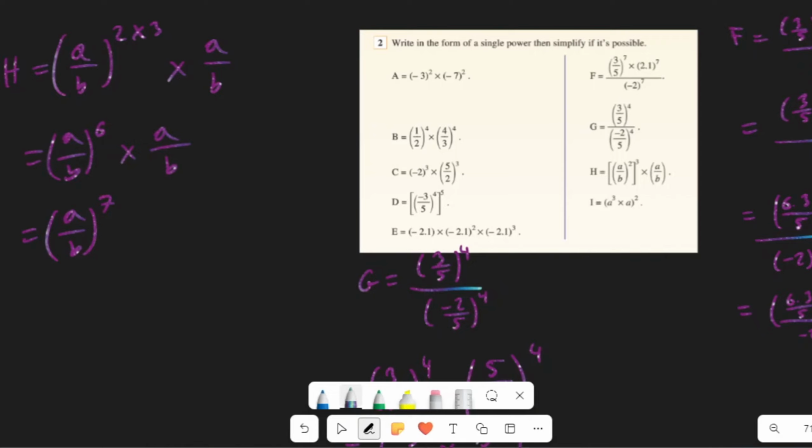Now moving on to I, where you have a cubed multiplied by (a)^2. To solve this, first multiply a cubed by a, which gives us a to the power of 4. So it's (a^4)^2. And as you know from the previous video, once we have a power to the power, we multiply the powers. So you'll get a to the power of 4 times 2, which is a^8.